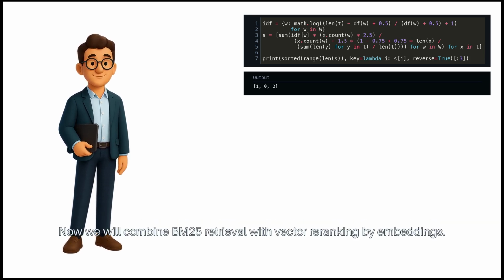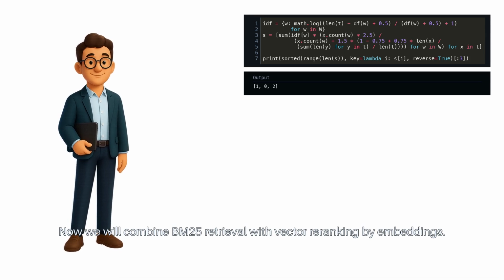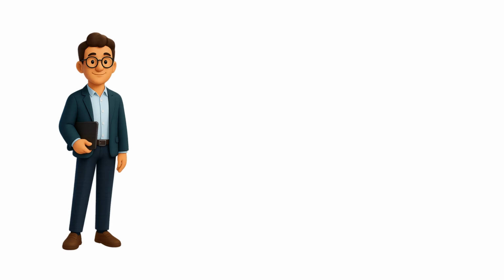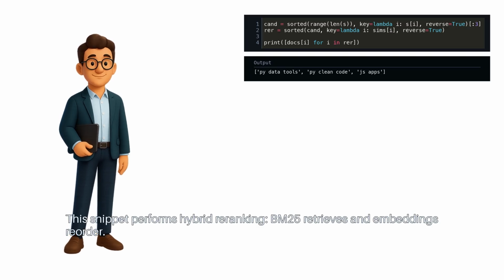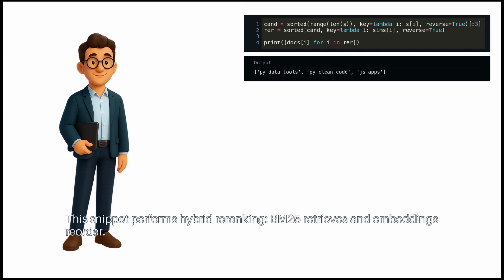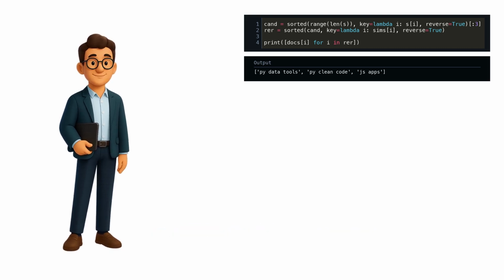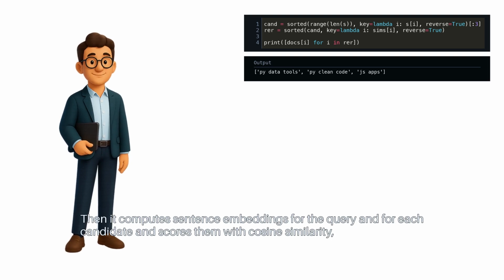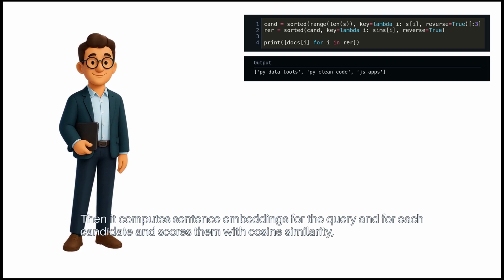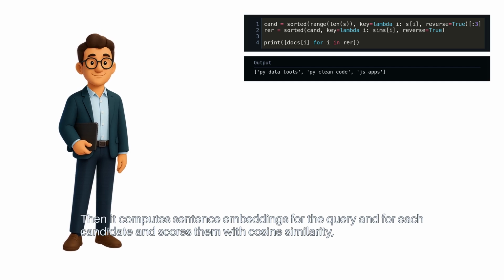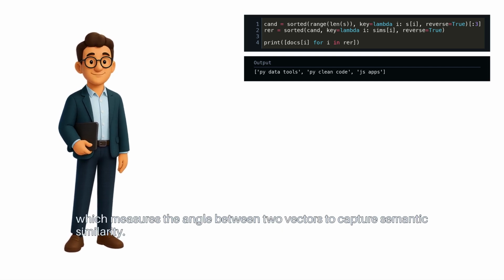Now we will combine BM25 retrieval with vector re-ranking by embeddings. This snippet performs hybrid re-ranking. BM25 retrieves and embeddings reorder. It first uses BM25 to cheaply fetch top candidates. Then it computes sentence embeddings for the query and for each candidate and scores them with cosine similarity, which measures the angle between two vectors to capture semantic similarity.